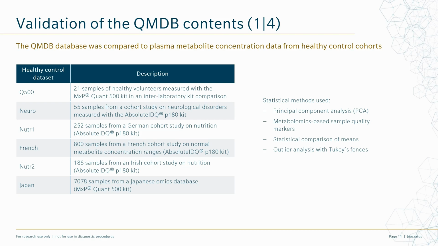The datasets were compared to the QMDB using principal component analysis, assessment of sample quality based on concentrations of certain metabolites and ratios, statistical comparison of the concentration means, and an outlier analysis using Tukey fences.